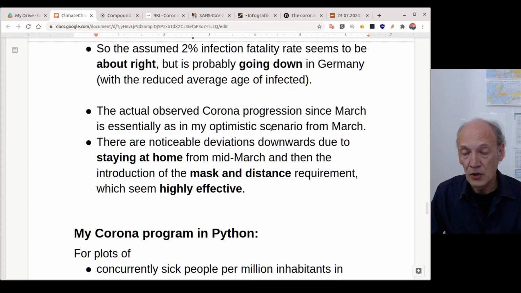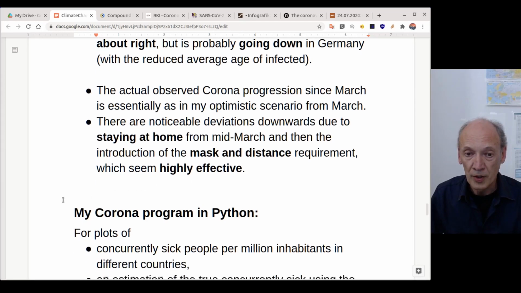So this is actually shown from my models. There's a dip downwards at around end of March as the result of those measures. So that actually shows that they are highly effective. And this is also shown in my Corona program in Python.